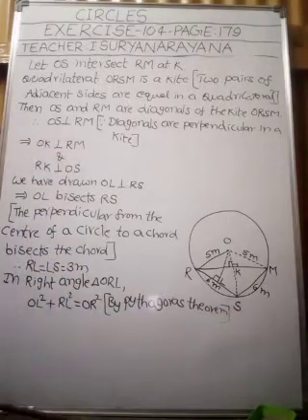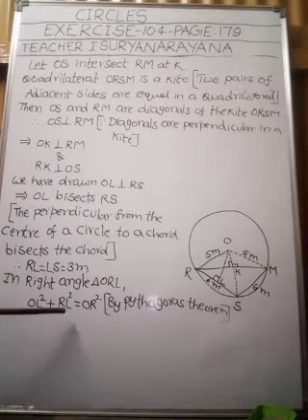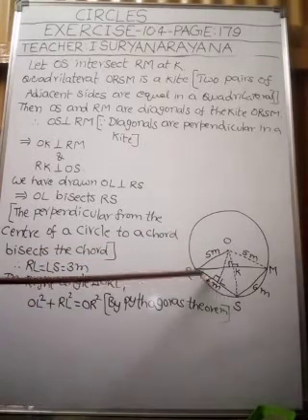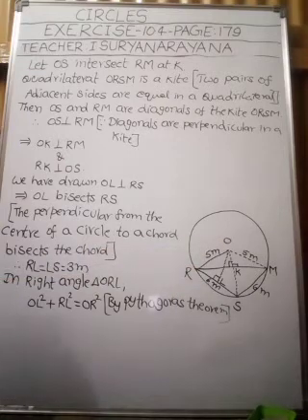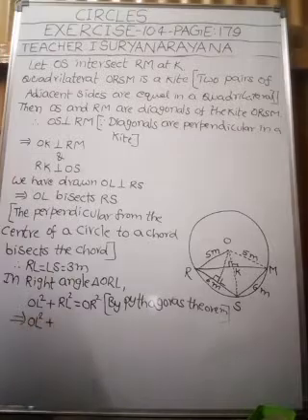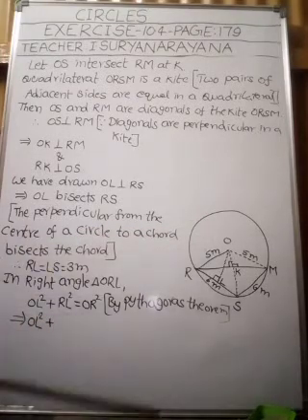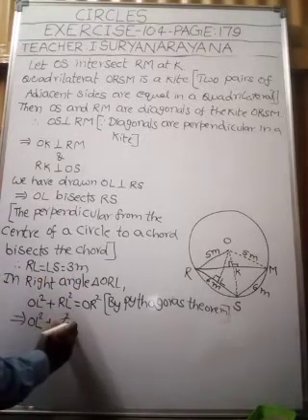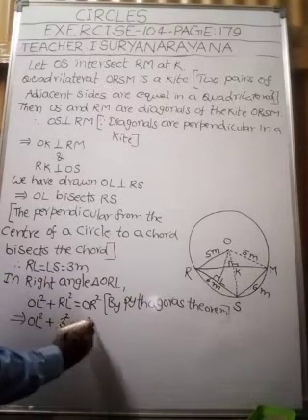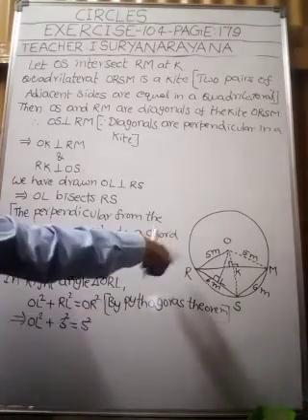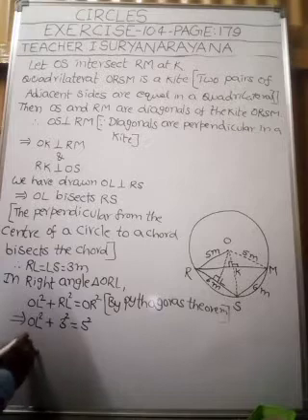Okay, my children, understood this step? By the Pythagoras theorem, we wrote this step: OL square plus LR square is equal to OR square. Okay, my children. This implies OL square. We don't know the measurement of OL. RL is 3 meters, so 3 square is equal to OR, because RL is equal to 3 meters and OR is equal to 5 meters. Understood this point, my children?